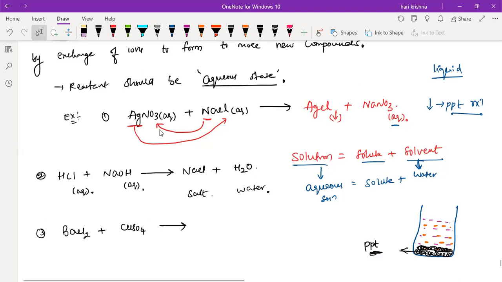What will you get? BaSO4. CuCl. Good. What is the BaSO4 state? It is a precipitate. The other product is also aqueous. Fine. Clear? Yes, sir. Any doubts up to this? No, sir. Fine.